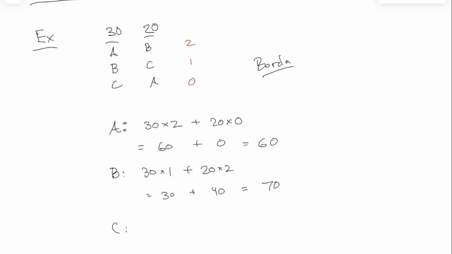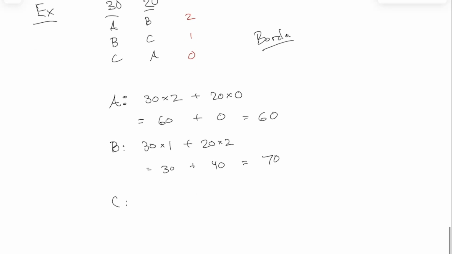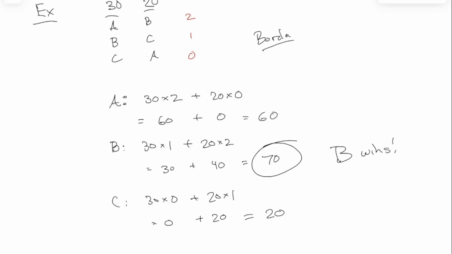And then for C, same idea. I have 0 points in the 30 column, so that's going to be 30 times 0 plus, 1 point in the 20 column, so that's 20 times 1. This is 0 plus 20, and the answer is 20. And so the winner is the 70. B wins. That's how we do the Borda.